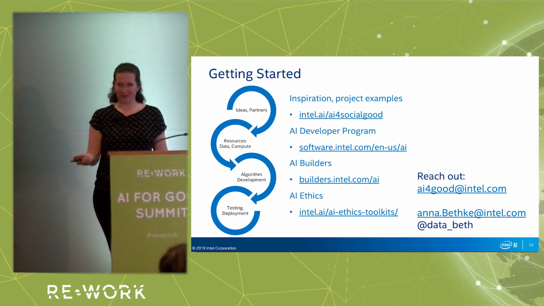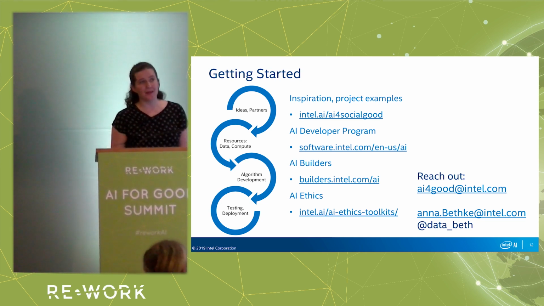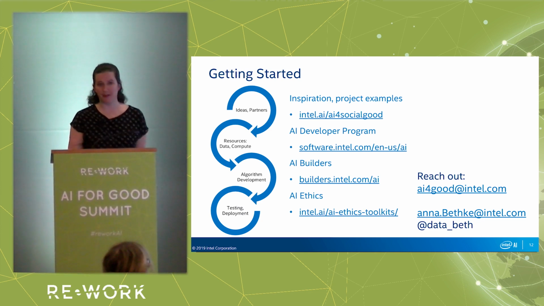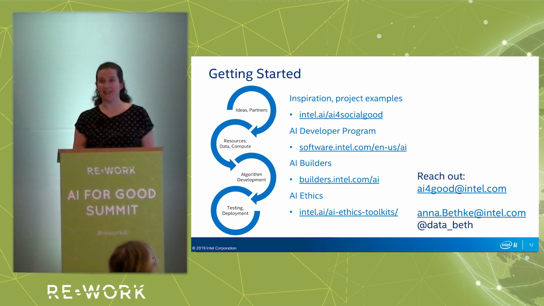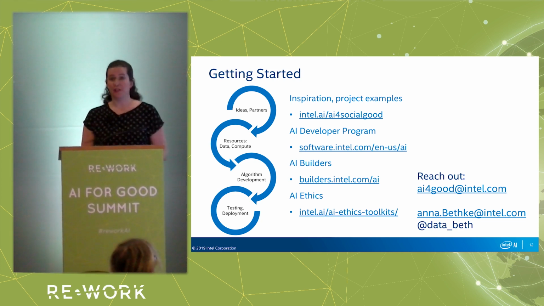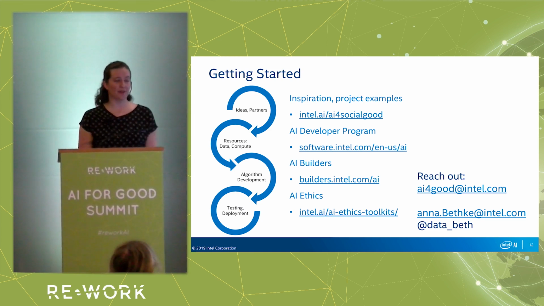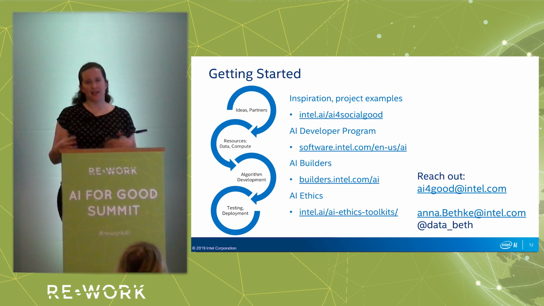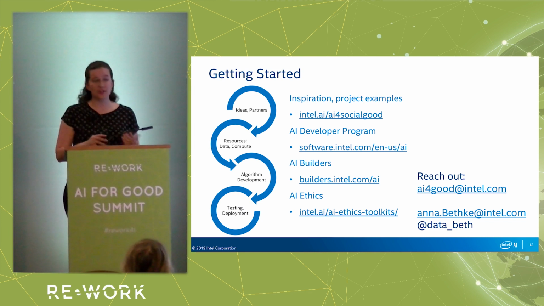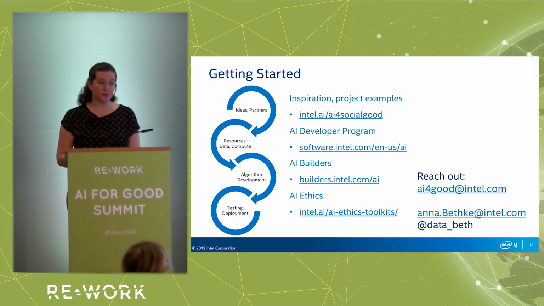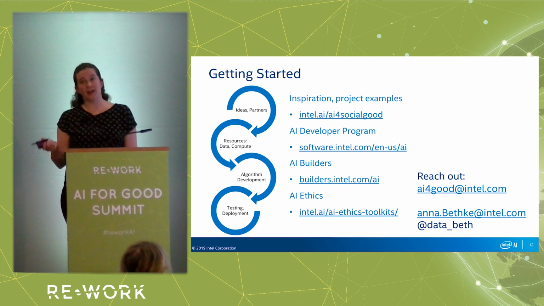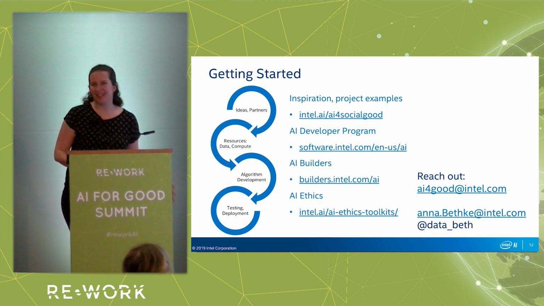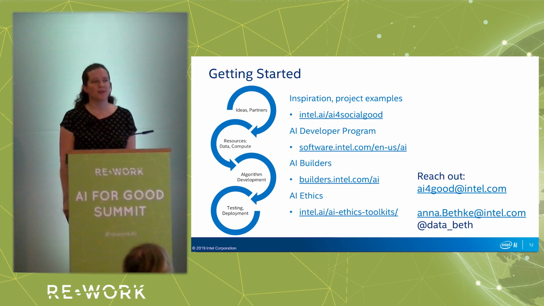So, I think this is my last slide. Now that you've listened to me for a bit, there are a lot of different ways to get started, and it basically boils down to getting ideas and partners together, your resources, doing your algorithmic development, and then testing and deployment. If you're looking for more inspiration and ideas, we have a number of them on our website. If you're an individual or an academic looking to partner on a project, I would point you to the developer program. If you're a startup or a company, we have something called the AI Builders program, which is very much the same but tuned a little more towards corporations. So I would point you there.